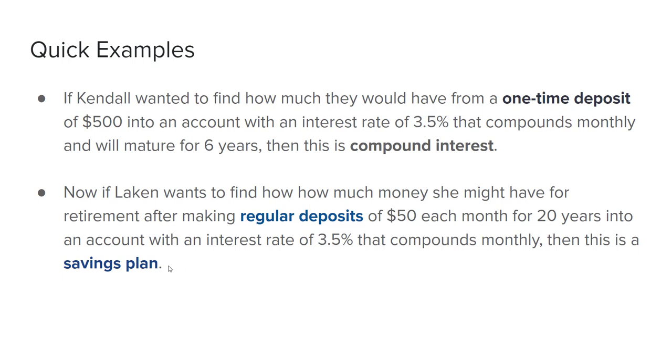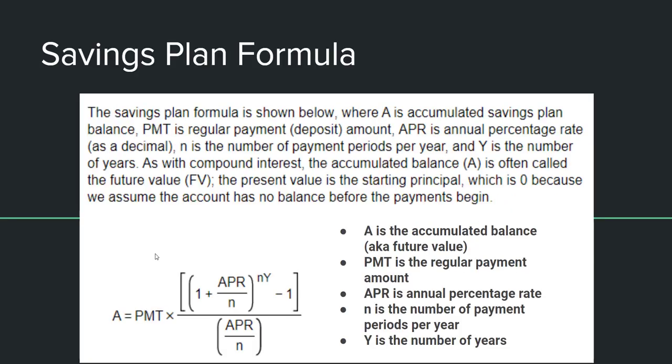In these types of problems, we will have a different formula than we looked at in 4B. The formula is as demonstrated here. This is from your textbook. This will be what we call our savings plan formula. The savings plan formula, I encourage you to pause the video here and write this down.